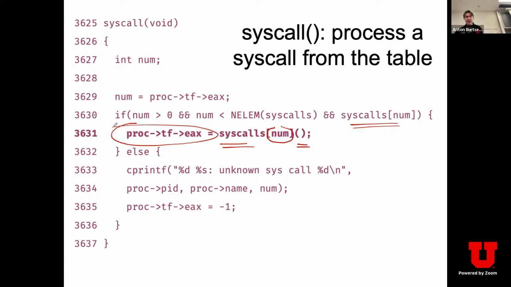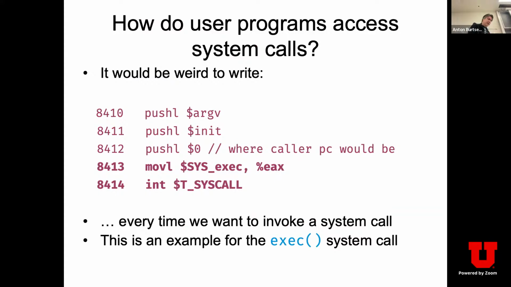Okay, so not super hard, and we can of course fail. So if this check fails, then we will print something on a console saying that the user tries to abuse us, and we will return -1 as a return value, saying that we failed here. That's fine.